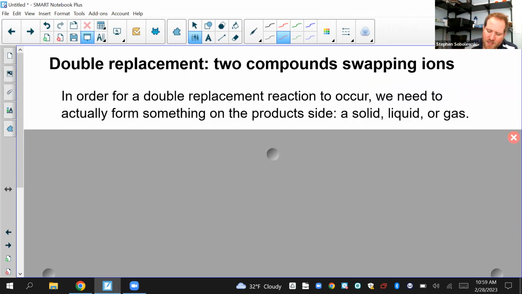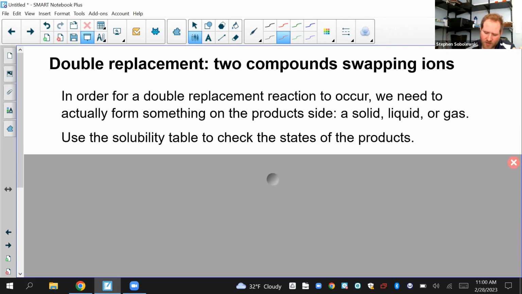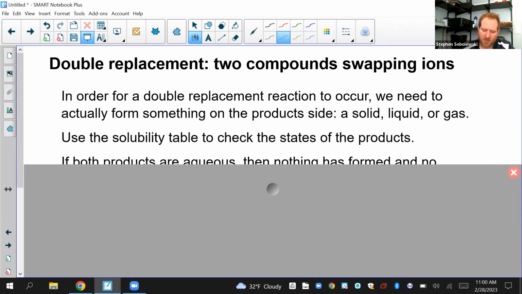In order for a double replacement to occur, we need to actually form something on the product side. When I say form something, I mean form a solid, liquid, or a gas. You're going to use a solubility table, which is generally going to be on the back of your activity series, to check the states of the products.